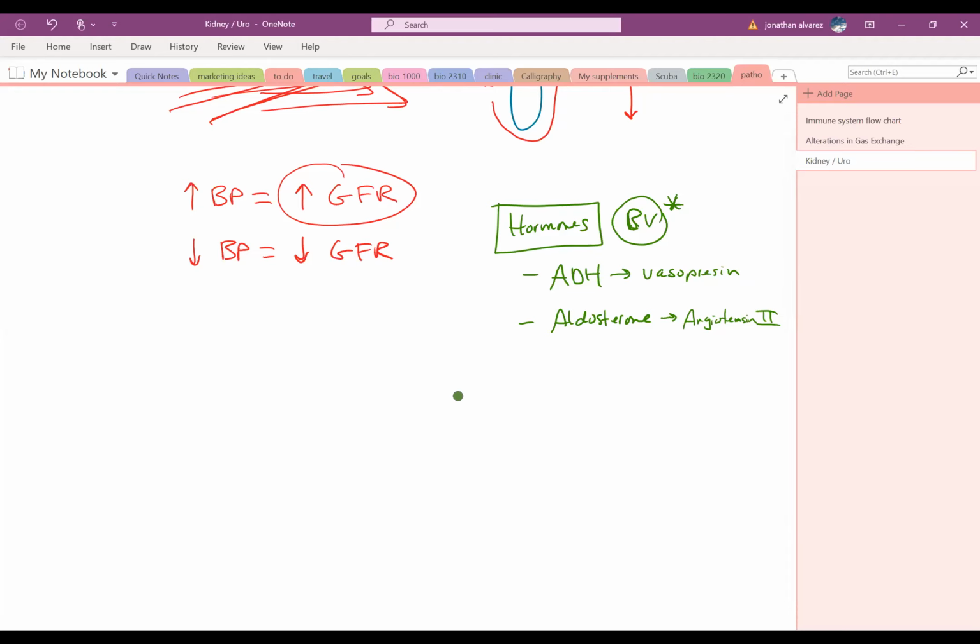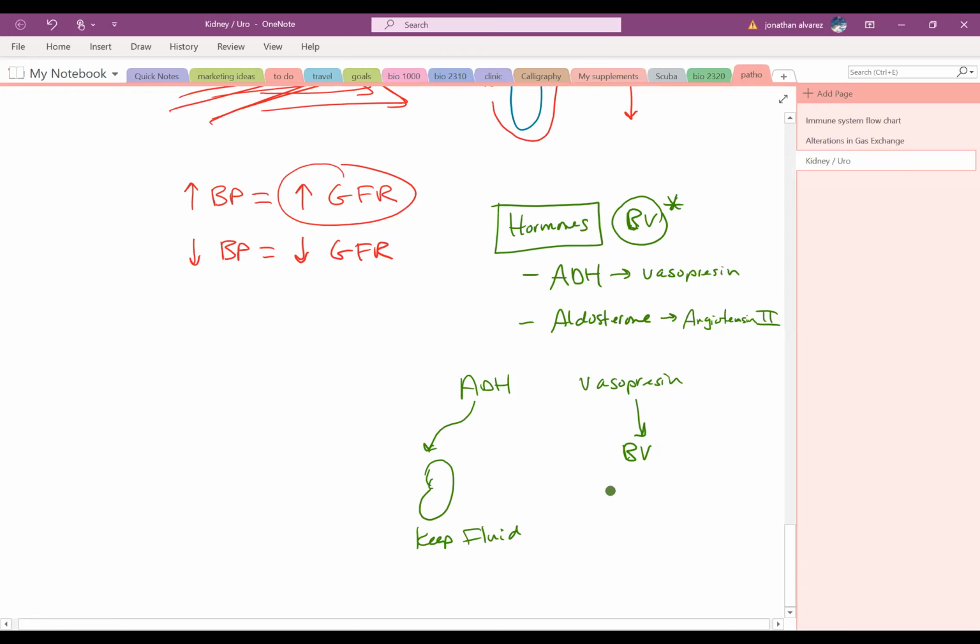So ADH, it's funny because it's the same hormone, but it has two different names depending on where it goes, right? The ADH one goes to the kidneys to keep fluid. And vasopressin goes to your blood vessels. And it does what the word says. It presses on the vaso.